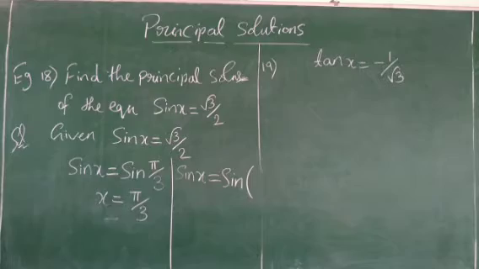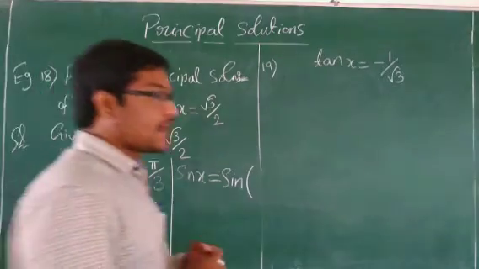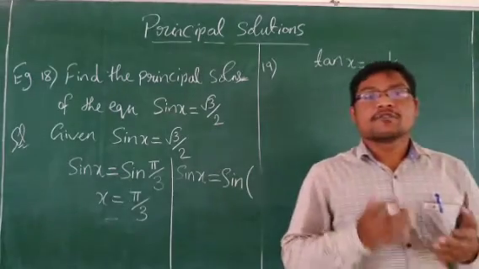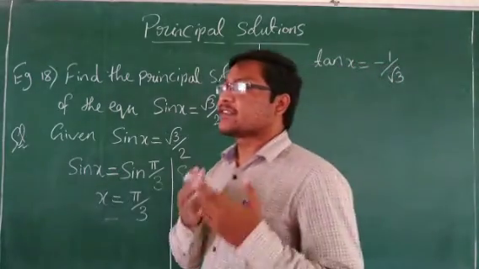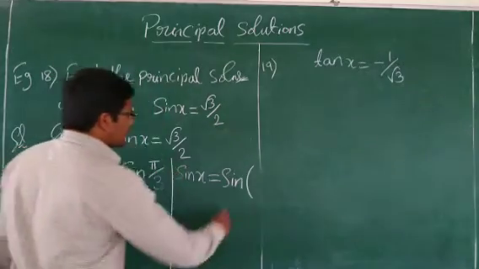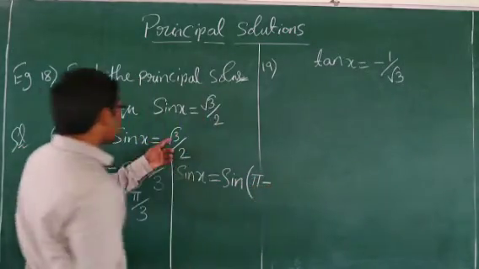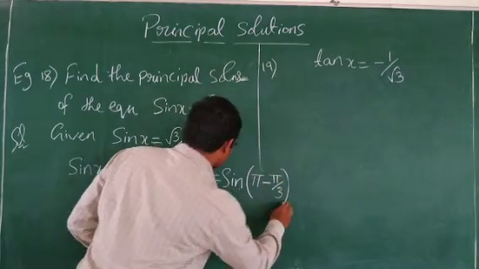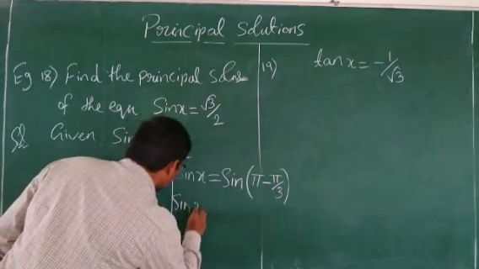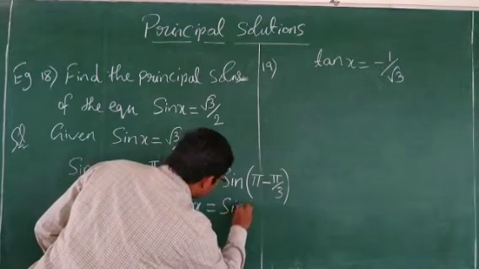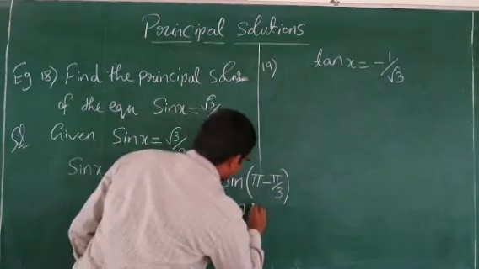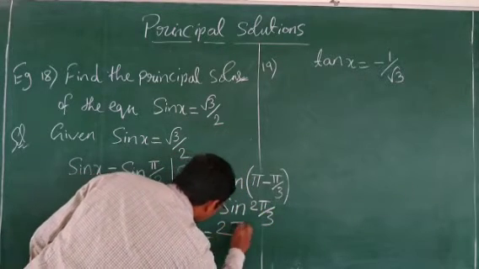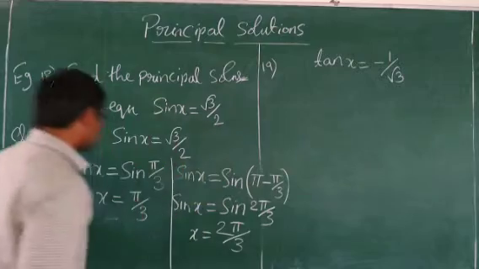any angle in the second quadrant? Any angle in the second quadrant we get by taking pi minus. If you take pi minus, we get the angle in the second quadrant. So pi minus, and for what do we get root 3 by 2? That is pi by 3. So sin x is equal to sine of pi minus pi by 3, which is 2 pi by 3. So x is equal to 2 pi by 3.